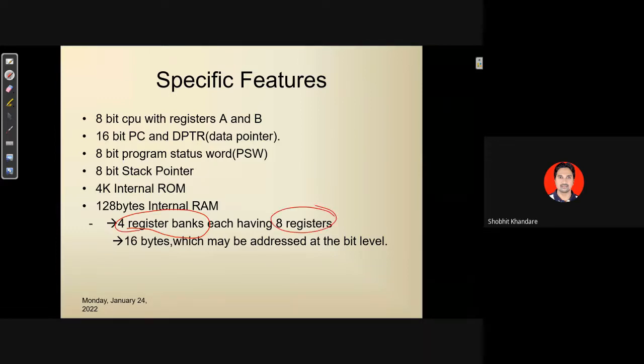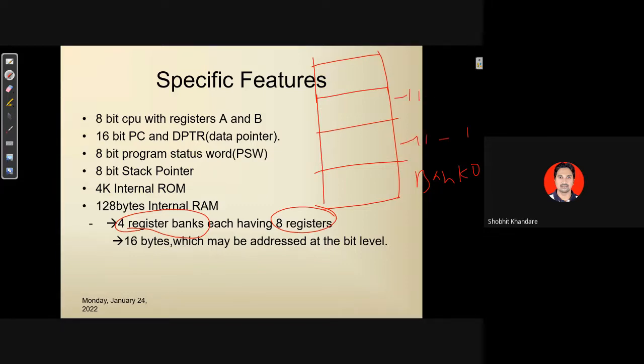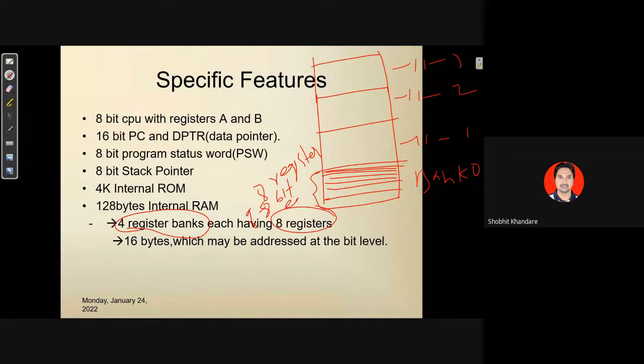Each having 8 registers. ओके, तो 4 रजिस्टर बैंक है, 1 2 3 और 4. दिस इज बैंक 0, this is bank 1, this is bank 2, this is bank 3, and each bank has 8 registers. 8 रजिस्टर बोले तो एक रजिस्टर 8 बिट का, 1 2 3 4 5 6 7 8, तो ये टोटल 8 रजिस्टर्स है. और एक रजिस्टर का साइज कितना है? 8 रजिस्टर ऑफ 8 बिट ईच. ये रजिस्टर सपोज 0 है, ये रजिस्टर 1, रजिस्टर 2, रजिस्टर 3, लास्ट वाला रजिस्टर 7.